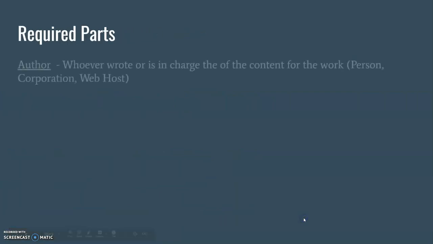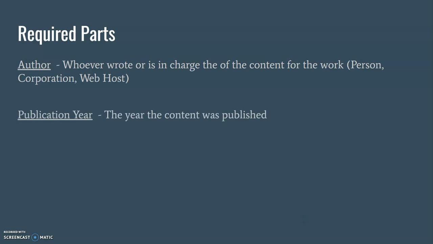So the required parts: your first required part is your author. Your author is whoever was in charge of creating the content of that work, and it can be a person, a corporation, a web host, the person who's claiming ownership, the copyright person of that work. The publication year is going to be the year that that content was published, whether it was posted on a web page or physically published to a journal or a book. That's what you want.